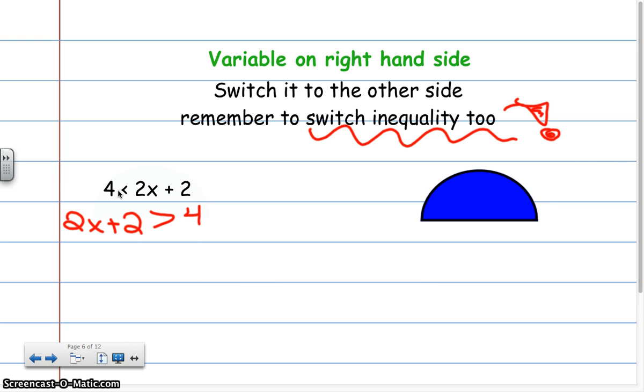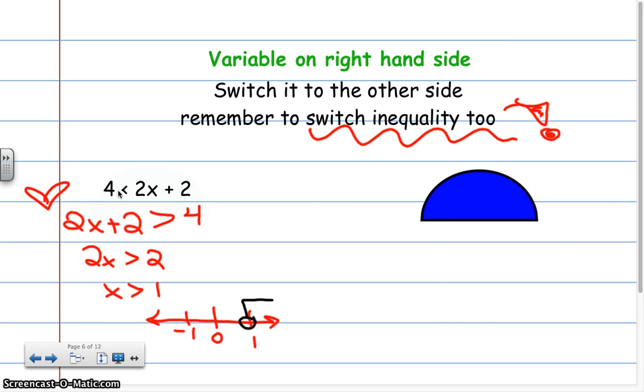That's the hard part. Now this is the super hard part. Okay, knowing that you want to flip it, now I can move my 2, and I get 2x is bigger than 2 by subtracting 2 from both sides. Now I divide by 2. X is bigger than 1. And graph it. I have an open circle at 1 going to the right. Okay.